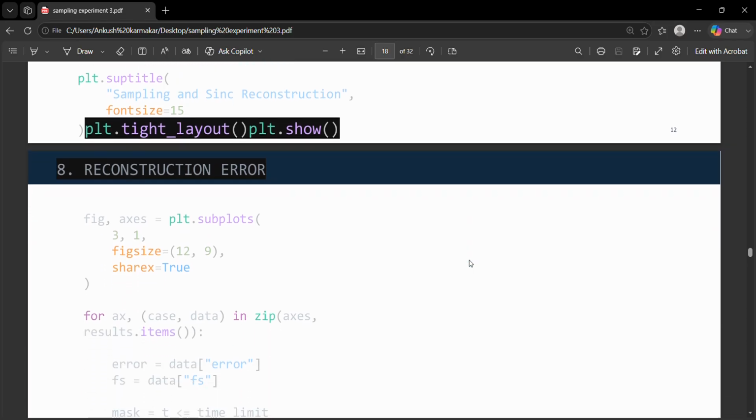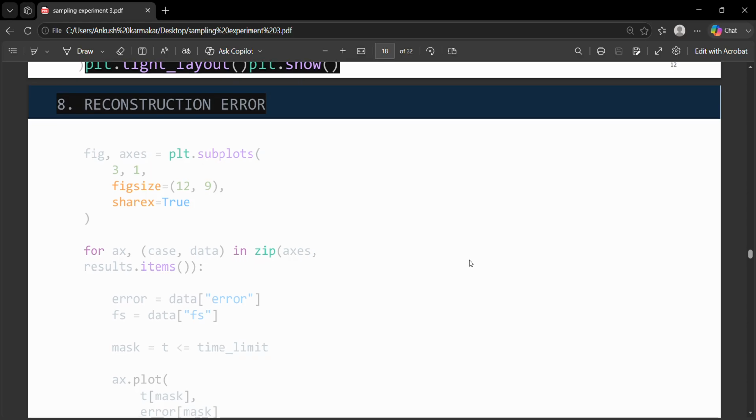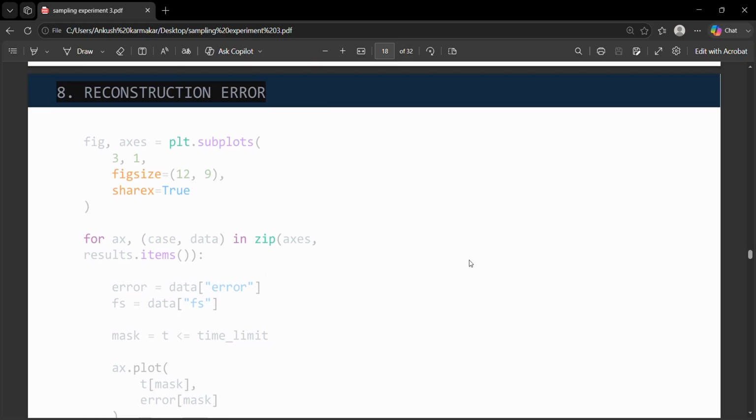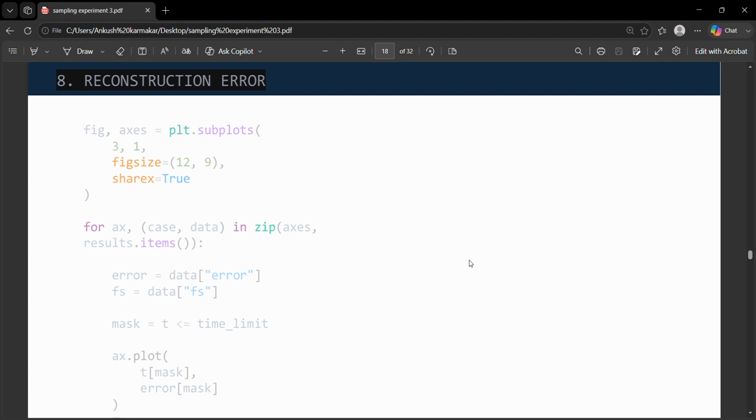Reconstruction error. These graphs show the reconstruction error for 400 Hz. The error is comparatively smaller. At 240 Hz, the error is more noticeable because we are exactly at the theoretical limit. At 180 Hz, the error becomes significantly larger because the Nyquist condition is violated and aliasing occurs. So the plots provide a direct numerical indication of the effect of sampling frequency.